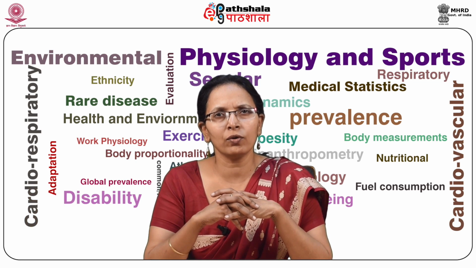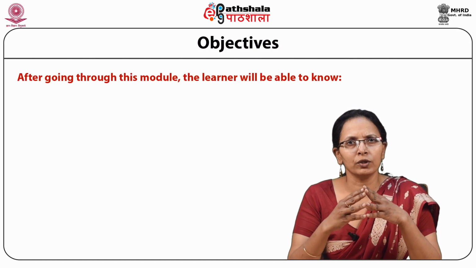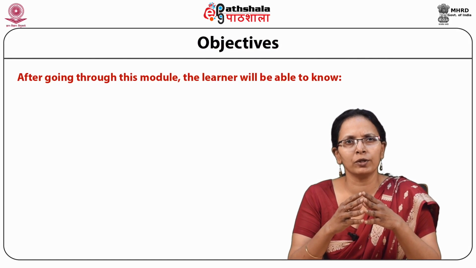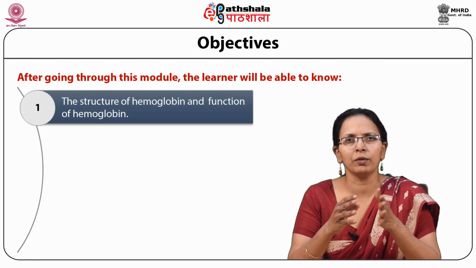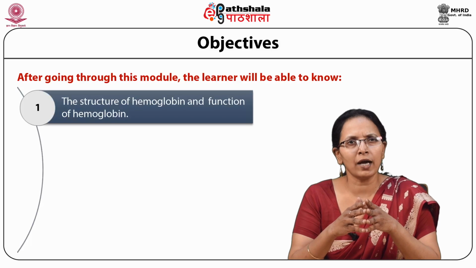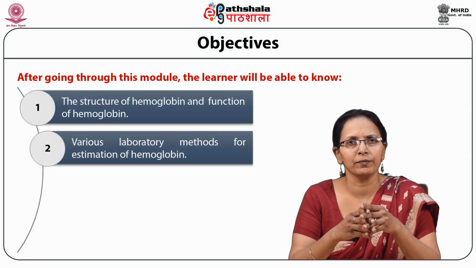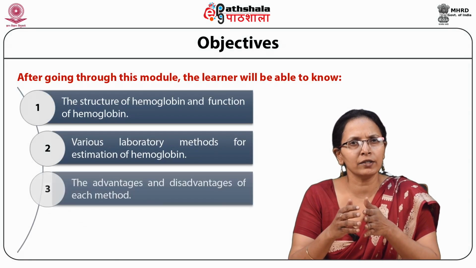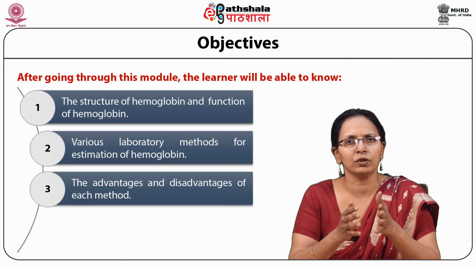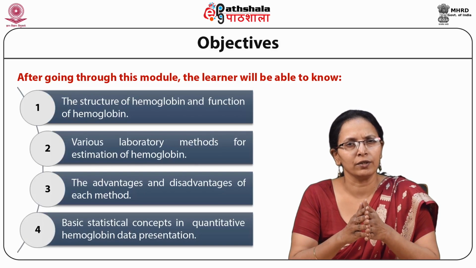Now let's have a look at the broad objectives of this module. After going through this module, the learner would be able to know the structure of hemoglobin and the function of hemoglobin. We will be studying various laboratory methods for the estimation of hemoglobin. We will study the advantages and disadvantages of each method. And then we will study the basic statistical concepts in the quantitative hemoglobin data presentation.